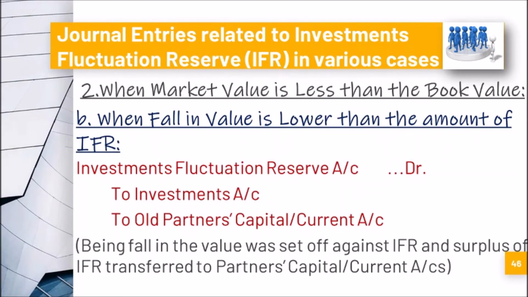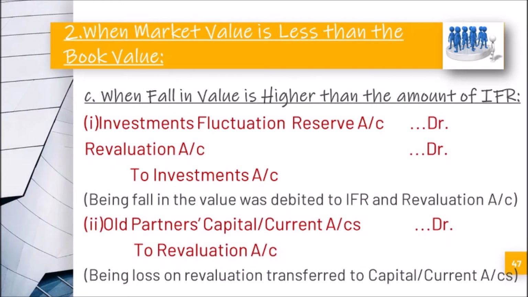Now let's move on. The possibility number 2 in this case, when fall in the value is lower than the amount of IFR. If you maintain the reserve for 30,000 and the fall is there of 20,000, so remaining 10,000 will be distributed among the old partners. What entry will be passed? Investment fluctuation reserve account debit to investment account, to old partners capital or current account, being fall in the value was set off against IFR and surplus of IFR transferred to partners capital or current accounts. Understood the point?